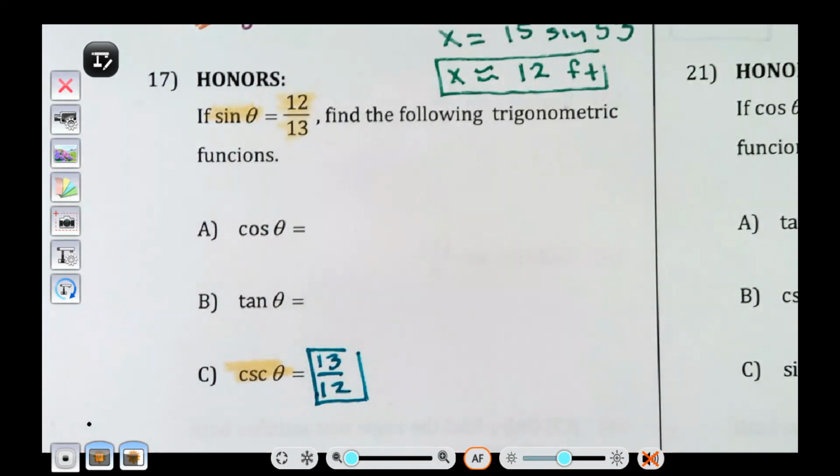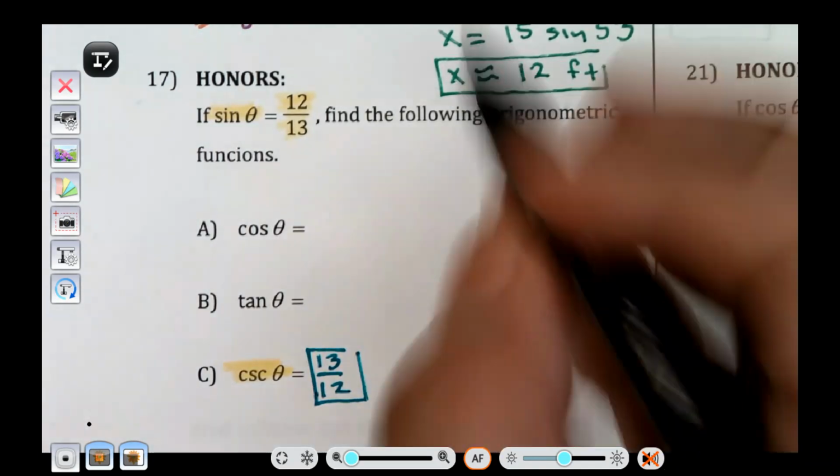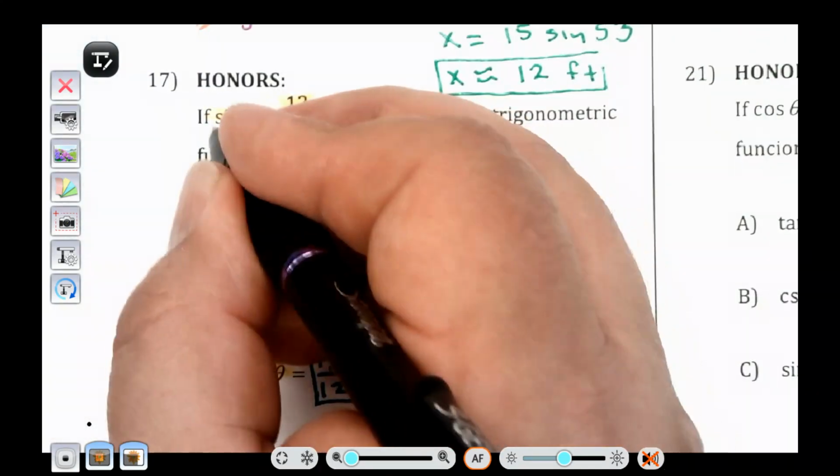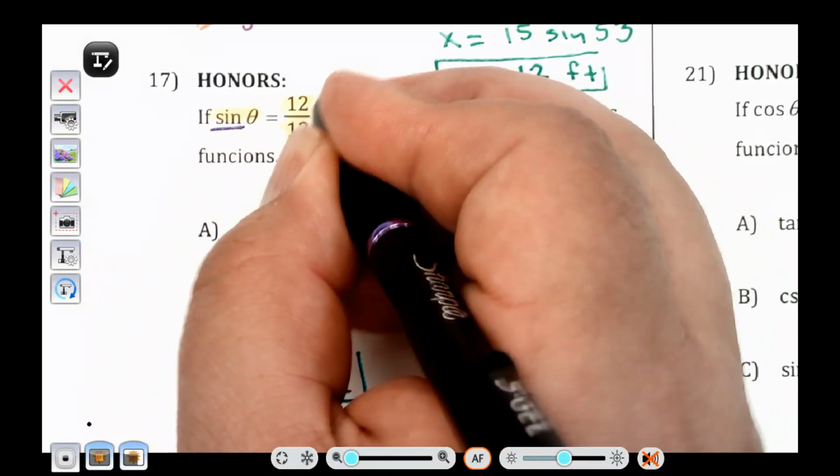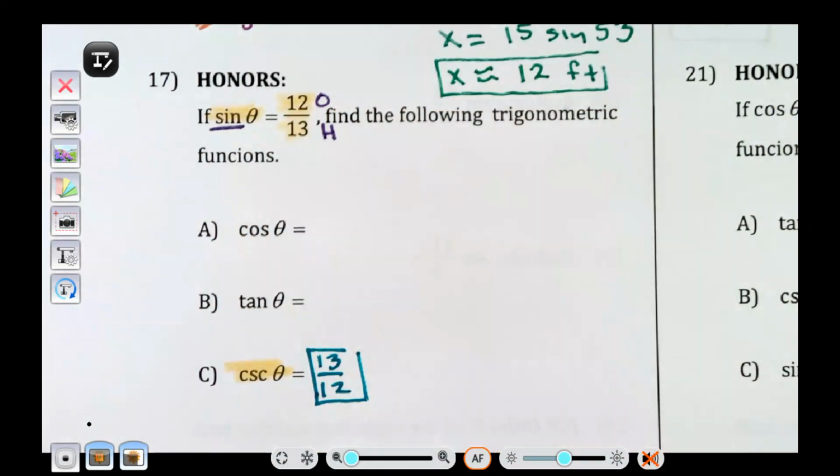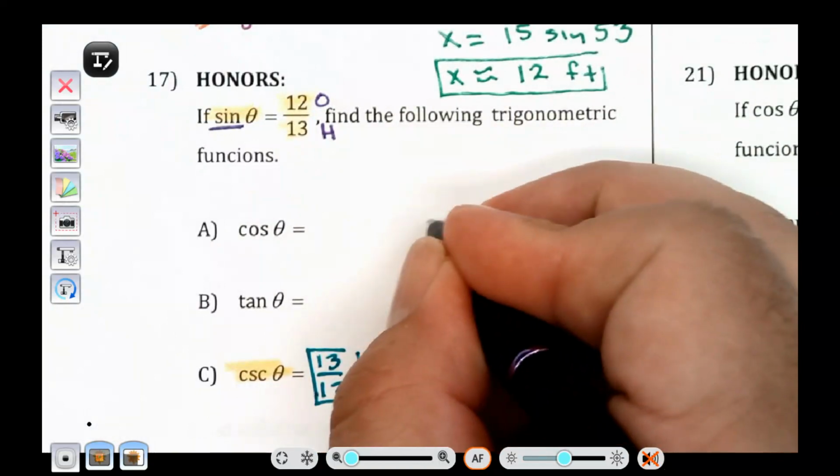Now, the others I'm kind of stuck. So one of the best things we can do is, well, we have to know how to spell the word SOHCAHTOA. It's S for sine, O, H, which means I'm going to draw myself a right triangle.